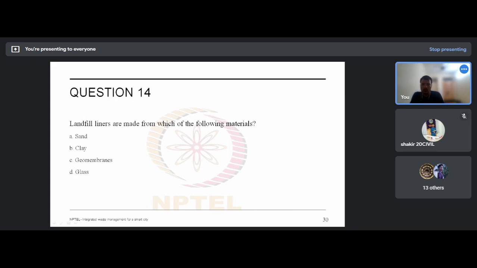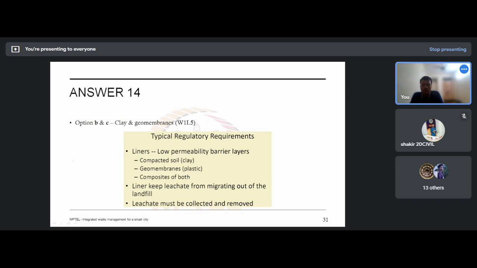When we talk about landfill liners, we will use both clay and geomembranes. And there will also be a third category that will be composites. So we'll use both clay and geomembrane in sync with each other. So B. So clay and geomembranes are used to make liners.